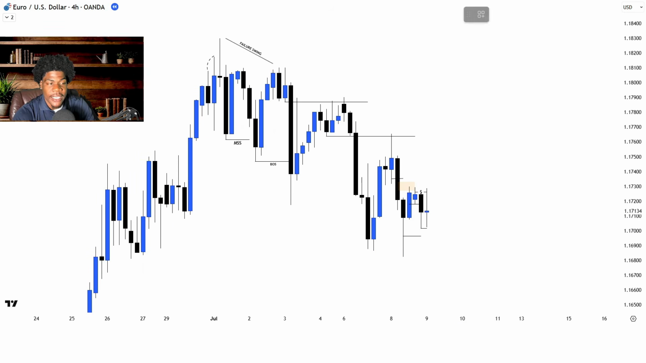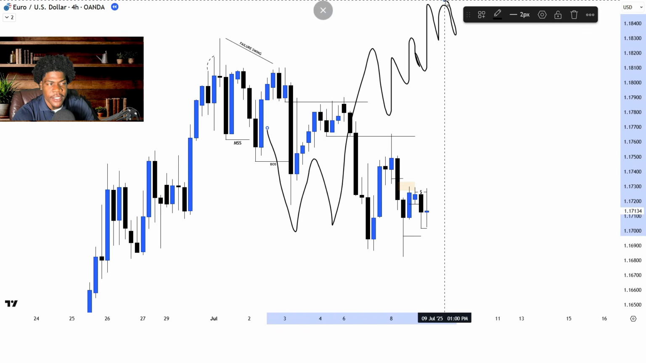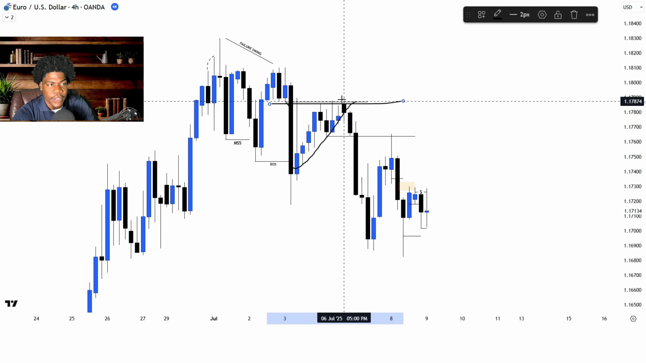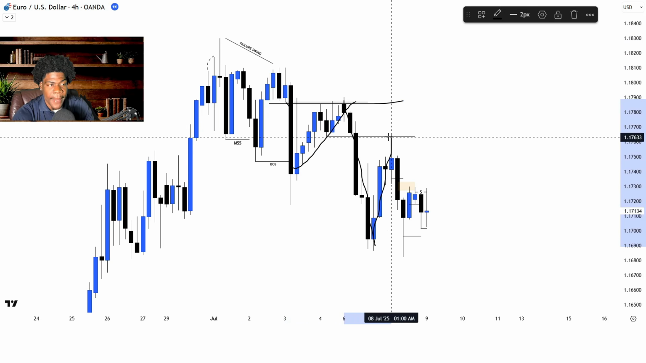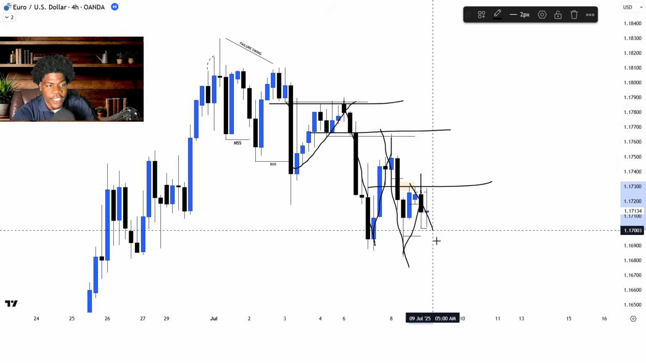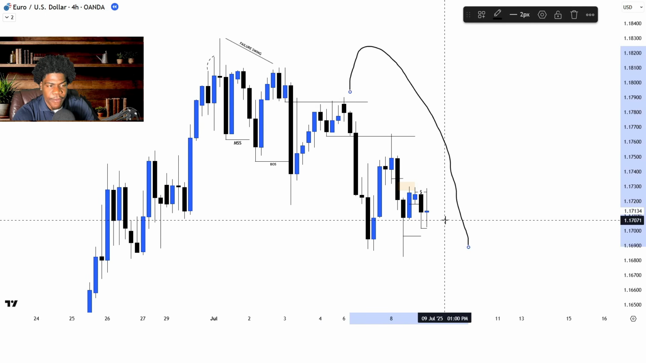Is the 4 hour telling us that we're in an uptrend, right? Or we're building higher prices? Or is the 4 hour showing us that price is pulling back, respecting and dropping, pulling back, respecting, mitigating and dropping, right? So the 4 hour is showing us that we are in a higher time frame downtrend.